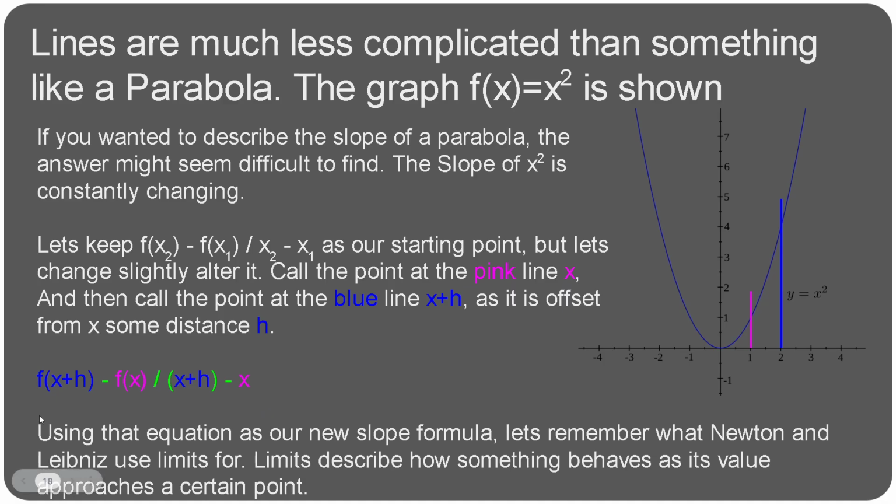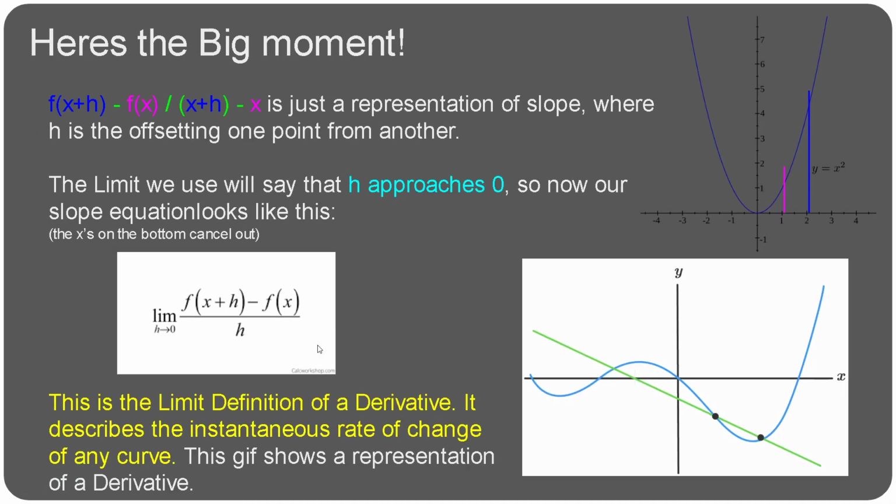So using that equation as our new slope formula, let's remember what Newton and Leibniz used limits for. So here's the big moment. We can use a limit and say that that distance between the 2 points, h, approaches 0. So now our new slope equation will look like this. The limit as h approaches 0 of f of x plus h minus f of x divided by h. As you see my note right here, the x's will just cancel out.